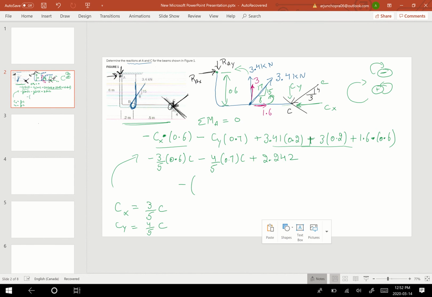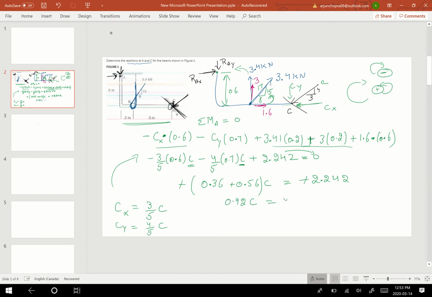3 times 0.6 divided by 5 is 0.36. This is 0.36, and this value is 4 times 0.7 divided by 5, which comes out to be negative 0.56, and I'm going to take C as a common because C is common in both the values, and this value goes on the other side of the equation, becomes a negative value, negative 2.4242, and negative cancels out, and this is positive. So 0.56 plus 0.36 will give me 0.92.